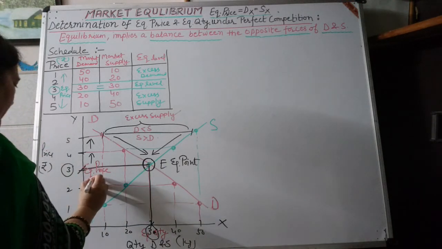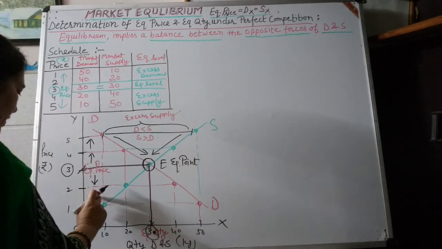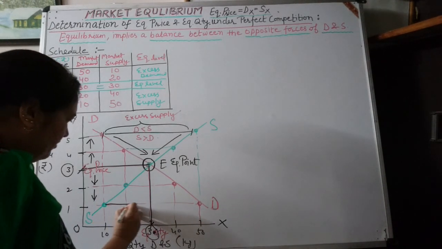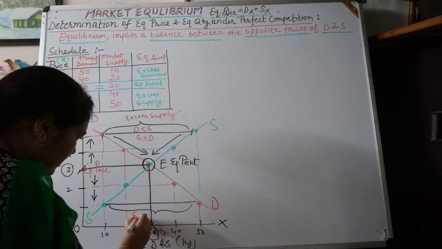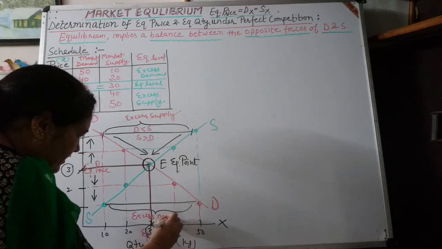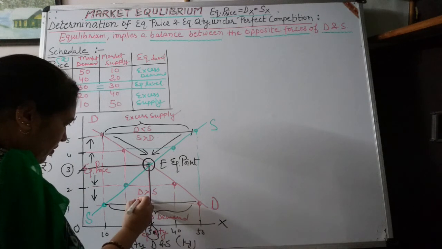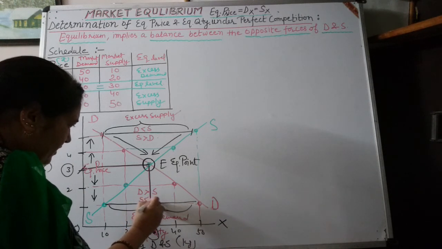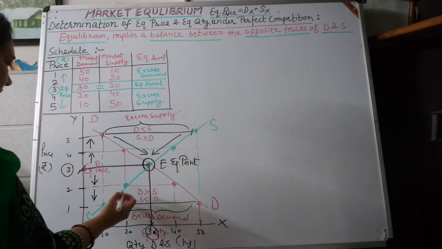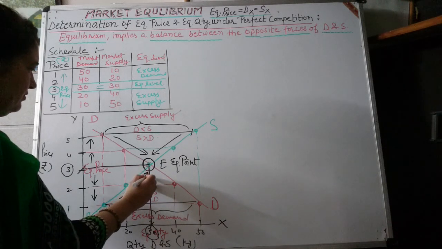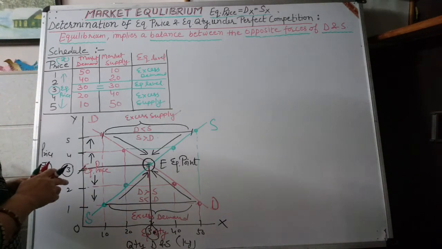And similarly, what happens if the price is below the equilibrium price? Then there will be a situation of excess demand in the economy. Excess demand means when demand is more than supply, or when supply is less than demand. So how can we remove the situation of excess demand from the economy? We can extend the supply and contract the demand. Again market equilibrium can be achieved.